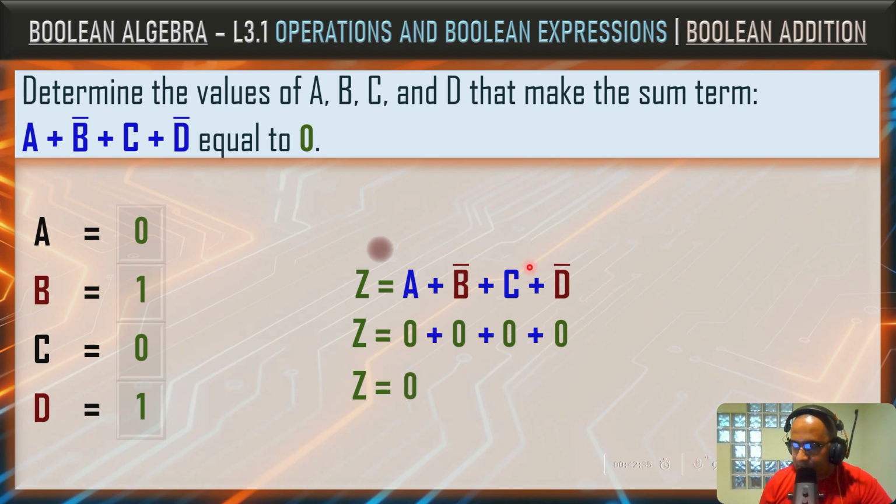So in an OR expression, the only way to get 0 is if every input is 0. So you assign the values in a way that forces each term to become 0. For complemented variables, you must assign the opposite value.